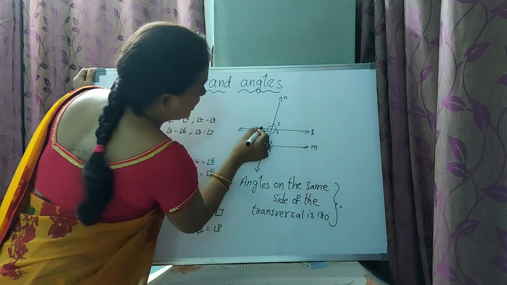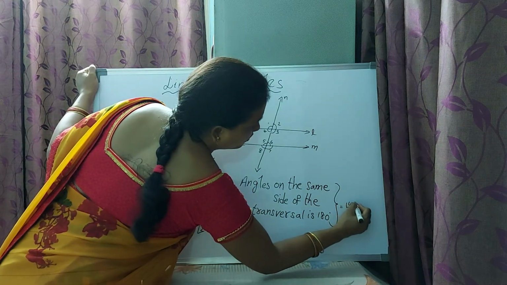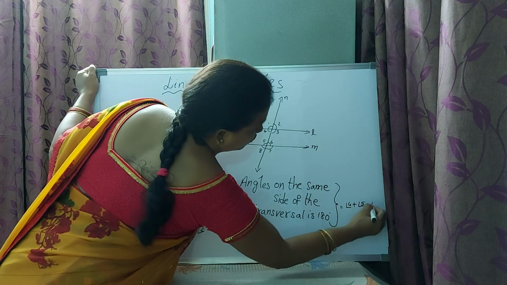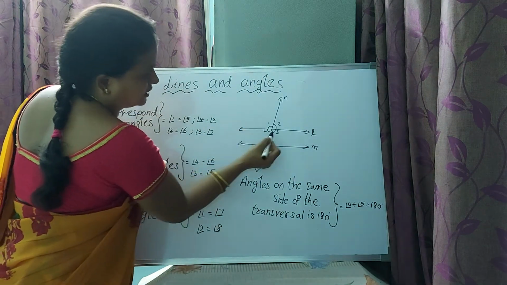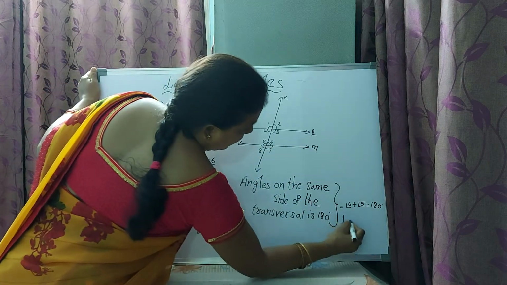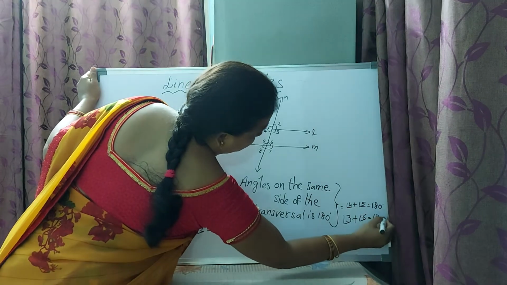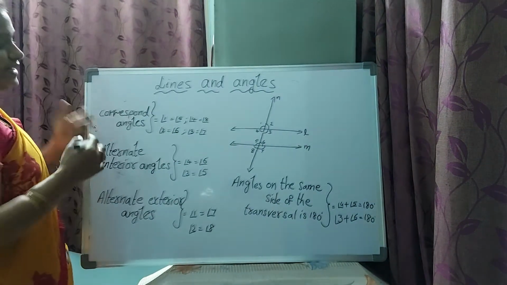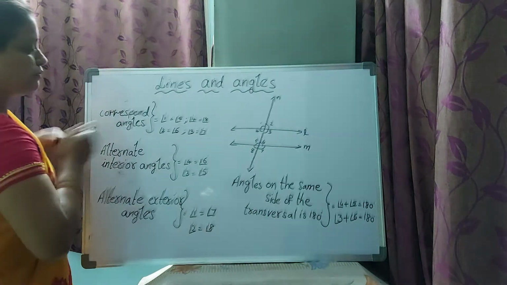See, angle 4 plus angle 5. Angle 4 plus angle 5 is equal to 180 degrees. Angles on the same side of the transversal. Another pair also there. Angle 3, angle 6. Angle 3 plus angle 6 is equal to 180. Supplementary is nothing but 180 degrees. So these are all possible if two lines are parallel.